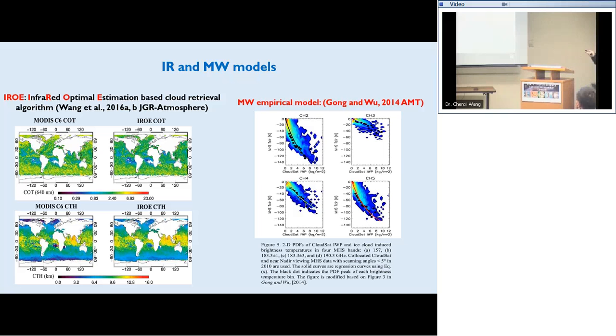And for microwave, Dong and Jay developed a microwave model for the Microwave Humidity Sounder, MHS. They found a relationship between the ice water path and the high frequency microwave observations. They developed an empirical model for those microwave channels higher than 150 gigahertz and some sounding gigahertz channels.